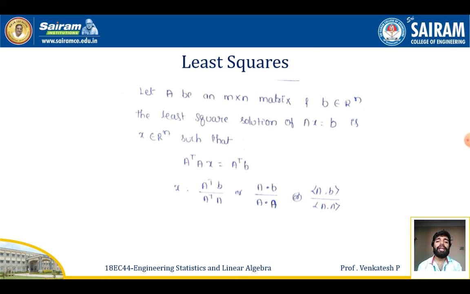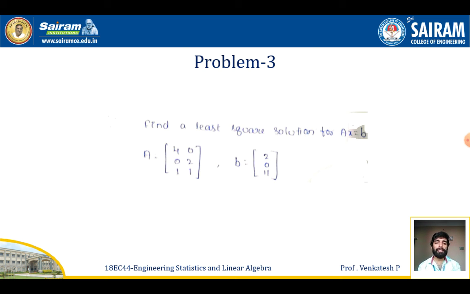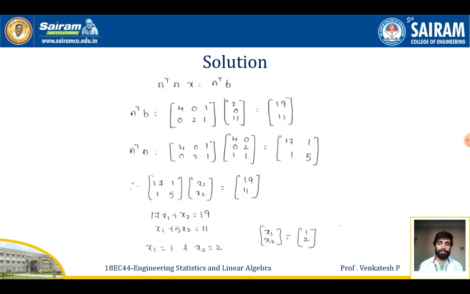So now we'll see a few examples related to the least squares method. Find a least squares solution of the form Ax equal to B. The given A matrix is 4, 0, 0, 2, 1, 1 and B matrix is 2, 0, 11. For this I want to express this equation in terms of Ax equal to B. So consider A transpose A x equal to A transpose B. If I consider A transpose B, I'll be getting 4 0 1, 0 2 1 multiplied with 2 0 11. So the answer will be 19, 11.